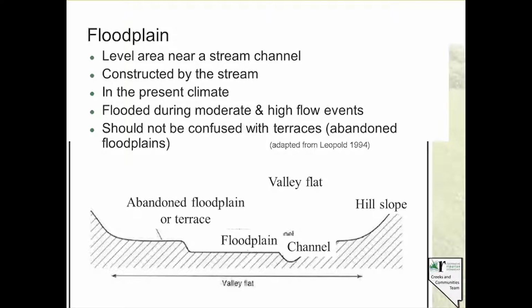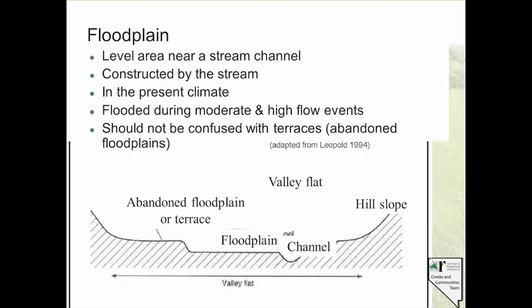So yeah, in the present climate, right? So depending on whether you are snowmelt dominated or spring fed or thunderstorm dominated, if that starts to change, then it's going to change the type of features that your stream is going to construct.